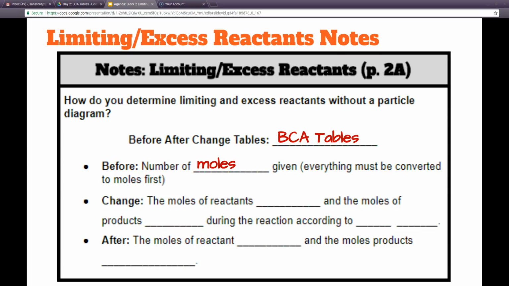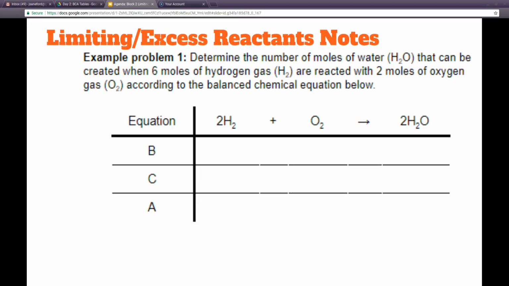There will be a change line on our table. So we will take the moles of reactant that get lost or used up, and the moles of the products that are gained or made during the reaction according to the mole ratio. We're going to have to fill that information in ourselves. And then the after line on the BCA table is where we're going to see the moles of reactant that are left over, if there are any, and the moles of the products that got produced. So let's go ahead and do one together.